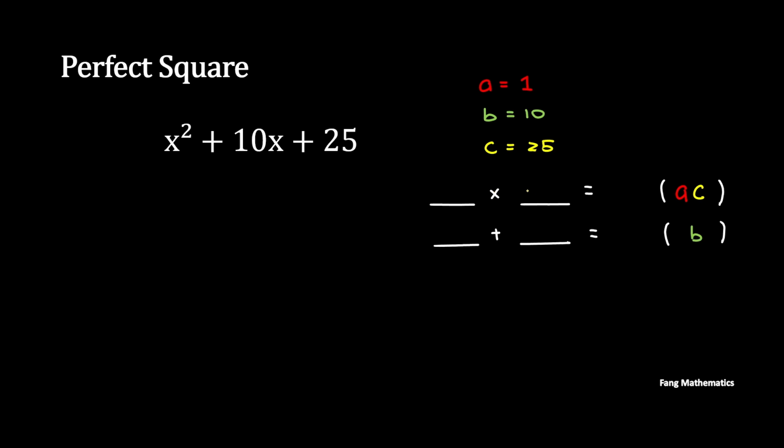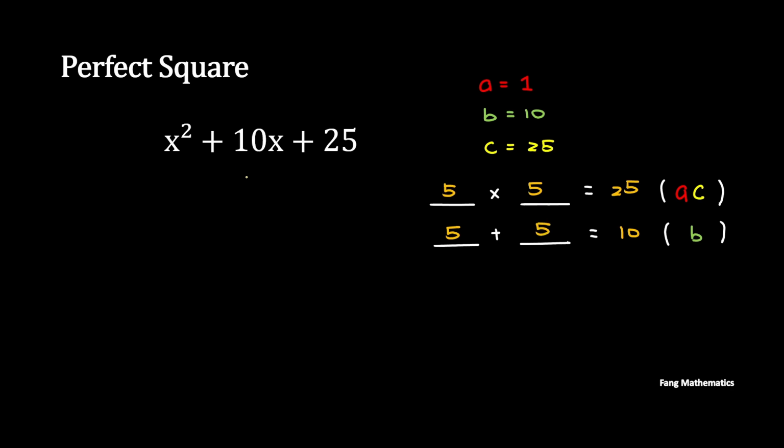We are to create a box. The first line, the product of two numbers, should give you a times c, 1 times 25, should give you 25. And the sum of two numbers should get you b, so 10. Think of a combination that satisfies this condition. If you were to look at this 25, I believe 5 times 5 will give you 25. And fortunately, that 5 plus 5 gives you 10.